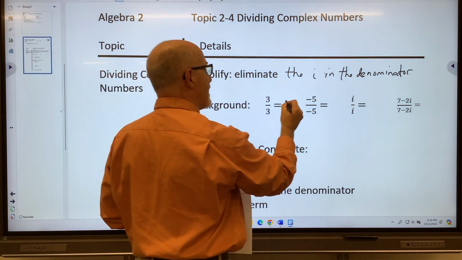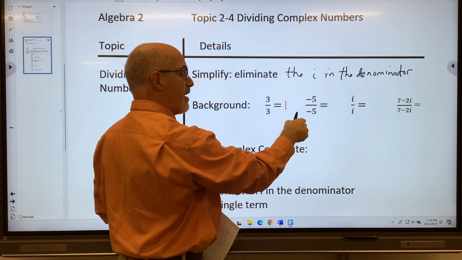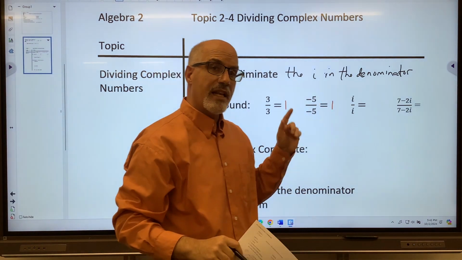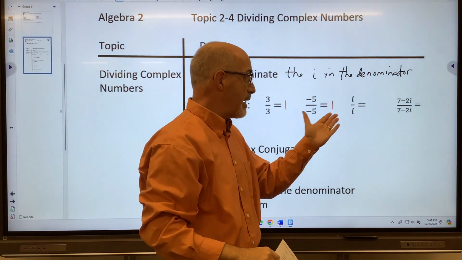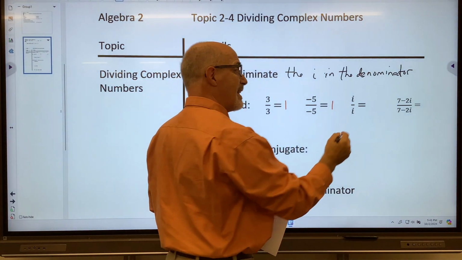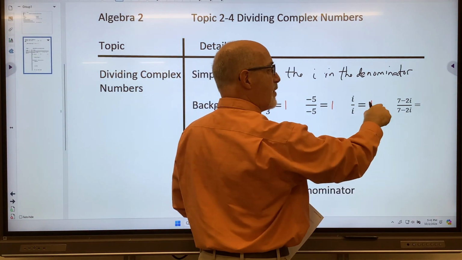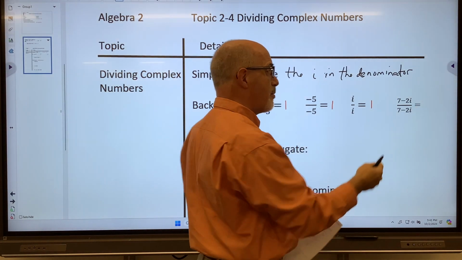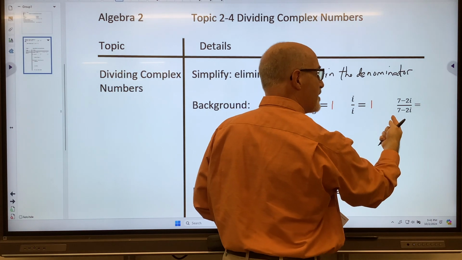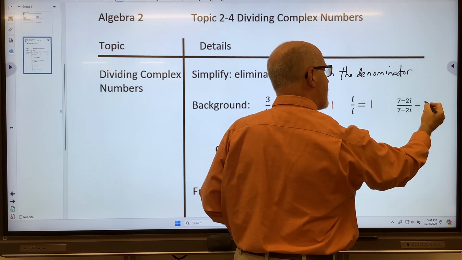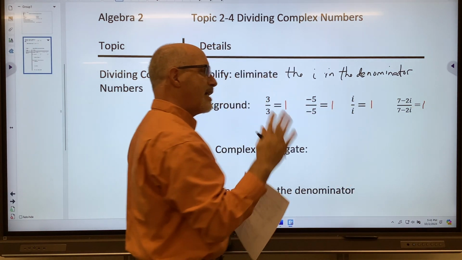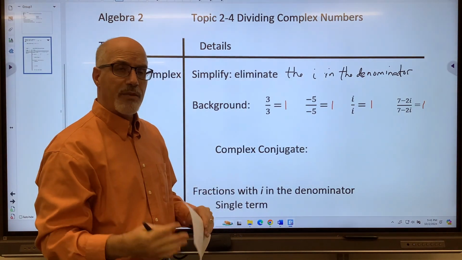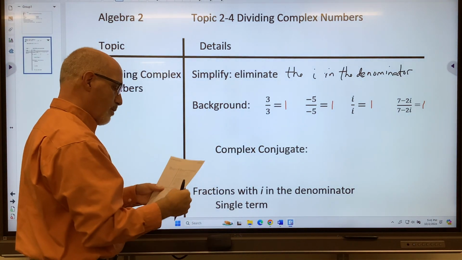3 over 3 is equal to 1. -5 over -5 is equal to 1. Even when we deal with an imaginary number, the imaginary unit over itself is equal to 1. If you have even a binomial complex number, when it's over itself, it's equal to 1. So any number over itself becomes just equal to 1. Now we're going to use that in working with these problems.